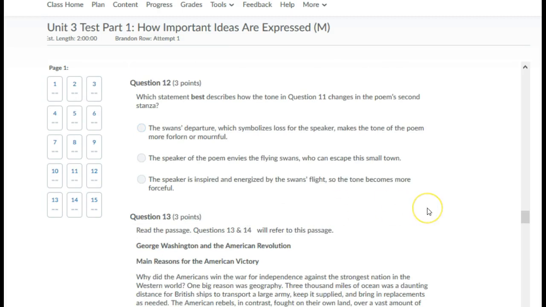Question 12. Which statement best describes how the tone changes in the poem's second stanza? The swans' departure, which symbolizes loss for the speaker, makes the tone of the poem more forlorn or mournful. The speaker of the poem envies the flying swans who can escape this small town. The speaker is inspired and energized by the swans' flight, so the tone becomes more forceful.